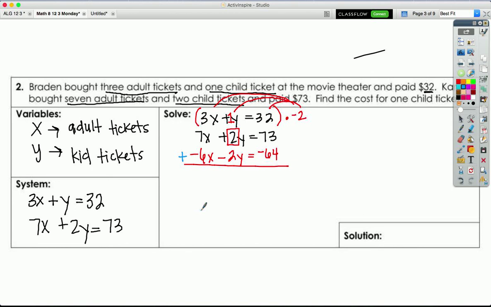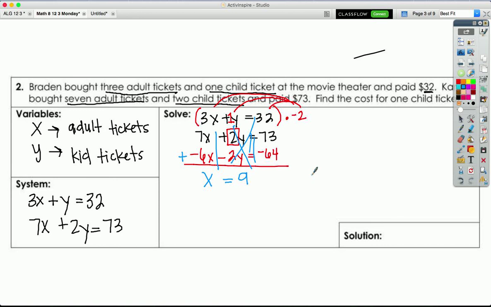Then I'm going to add my new equation with the other equation. 7 plus negative 6 means the same thing as just 7 minus 6. So we're left with 1x. Our y's canceled out. And 73 plus a negative 64 is 9. So X was representing the adult tickets. The actual question wants to know the cost for the children's tickets. So we need to figure out what Y is equal to.